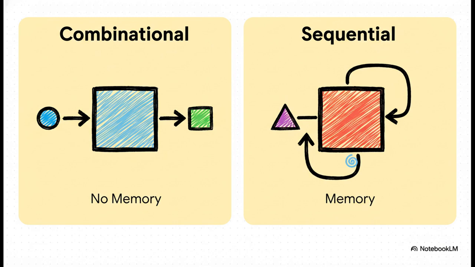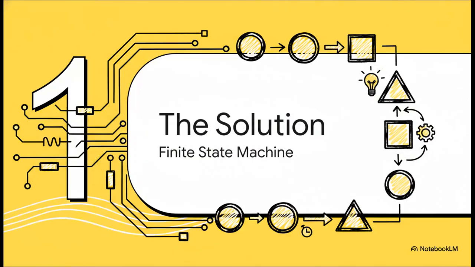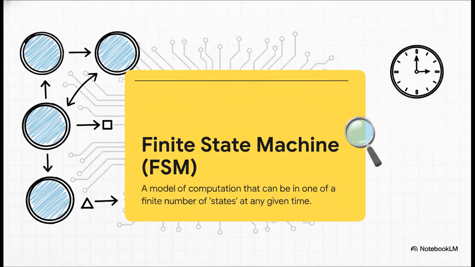But on the right, this is where things get interesting. We have sequential circuits, and their output depends not just on the current input, but on everything that's happened before. They have memory. And the solution, the way we give these circuits that memory, is this brilliant concept called a finite state machine. You can think of it as the secret ingredient that lets really simple hardware do some incredibly complex step-by-step tasks.